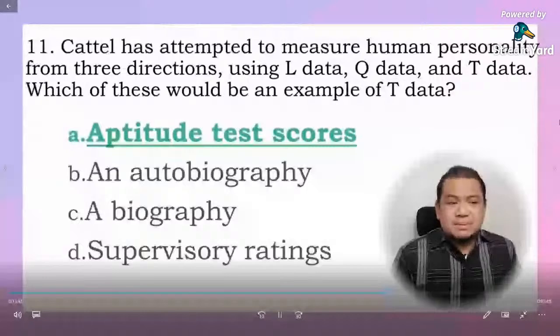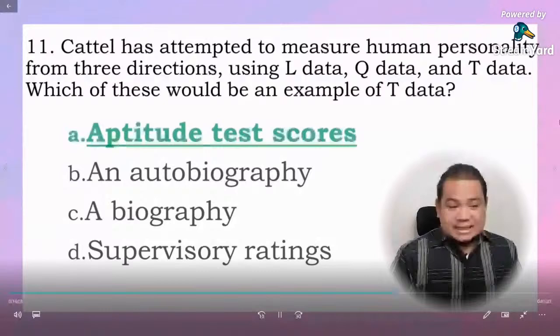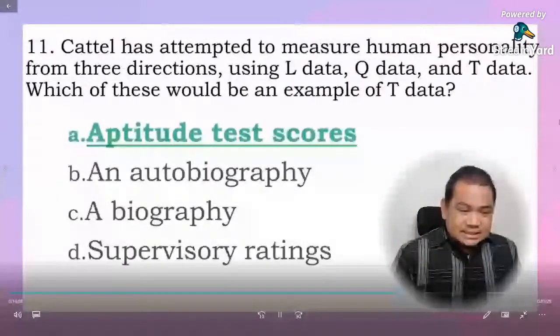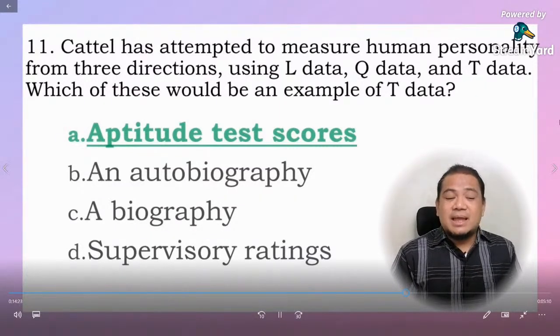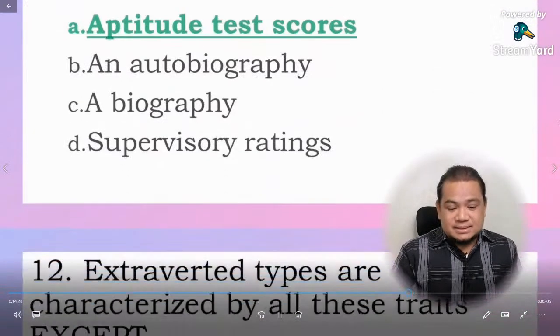The 3 sources of data included a person's life record, or the L data, derived from observations made by other people. Self-reports, or Q data, obtained from questionnaires and other techniques designed to allow people to make subjective descriptions of themselves. And objective test or T data, which measures performance such as intelligence, speed of responding, and other such activities designed to challenge people's maximum performance.